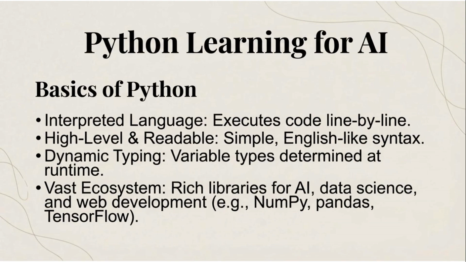The last point of this slide is the vast ecosystem. As I already told you, we are talking about Python in the AI context because Python is rich in libraries like NumPy, Pandas, and TensorFlow. NumPy is used extensively for numerical calculation. Pandas is used extensively by data scientists. That's why it is rich in libraries.